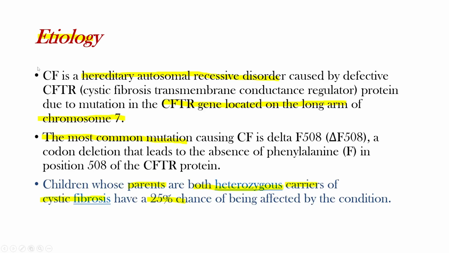Etiology. As we mentioned, it's a hereditary disease, a genetic autosomal recessive disorder. If you are studying genetics right now, the CFTR gene is located on the long arm of chromosome 7.